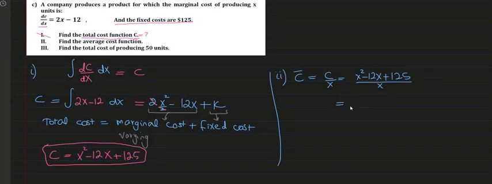This is a common denominator, remember? So we can simplify each. Minus 12 and then plus 125 over X. So this is the average cost required for part II.